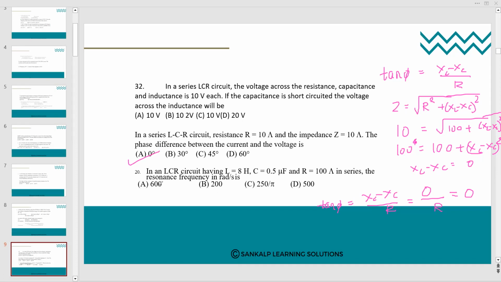Then the next question is, in an LCR circuit having L is equal to 8 Henry, C is equal to 0.5 microfarad and R is equal to 100 ohm in series, the resonance frequency in radian per second is.